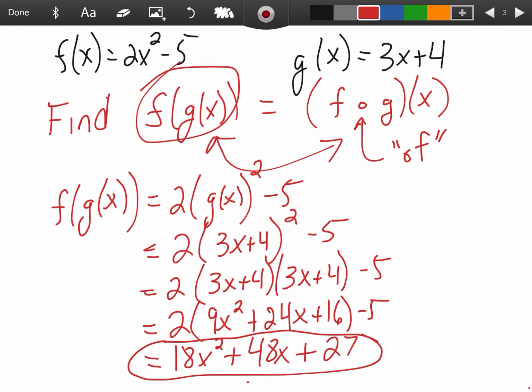All right, notice how we just substitute in g of x for every x in f of x, and then it's just a matter of simplifying using algebra to simplify the expression.